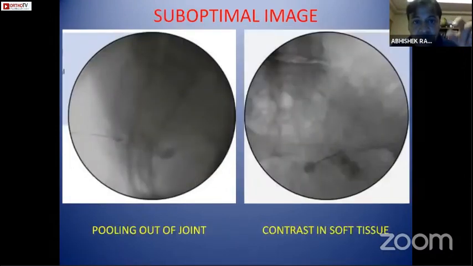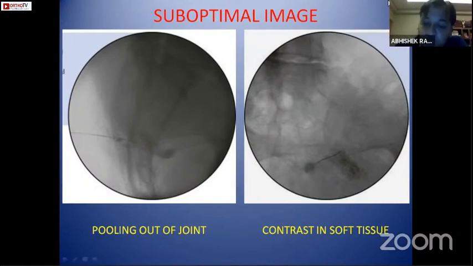These are a few examples of suboptimal images. In the first one, you can see the contrast has leaked anteriorly and is pooling outside the joint. In the second one, you can see the contrast in the soft tissue, as is evident from the nature in which the contrast has actually flowed. So these are some of the videos we have taken.